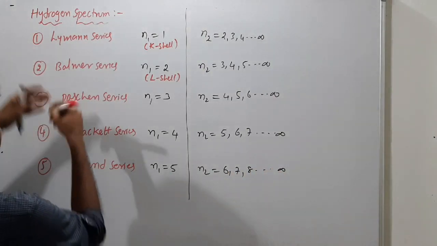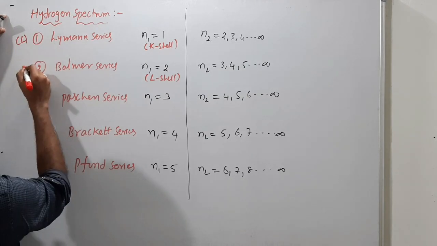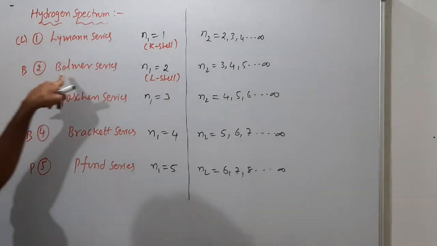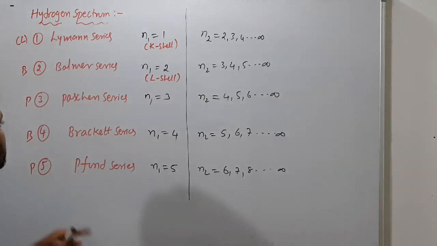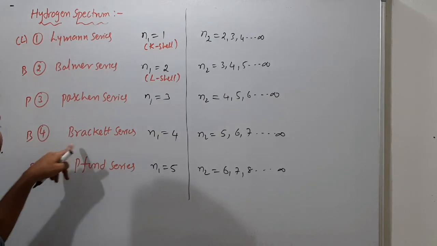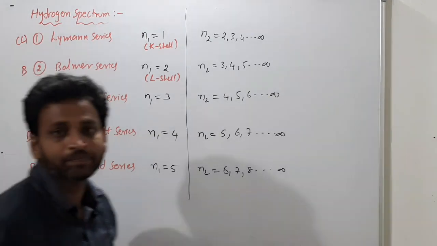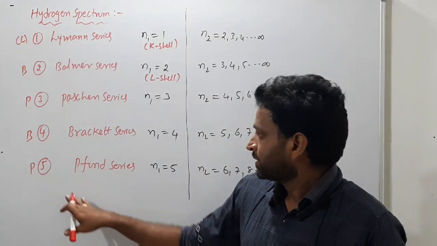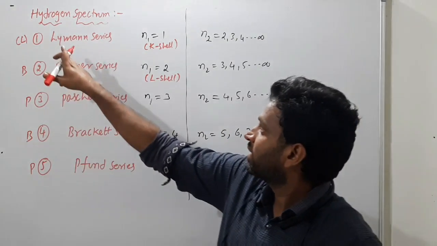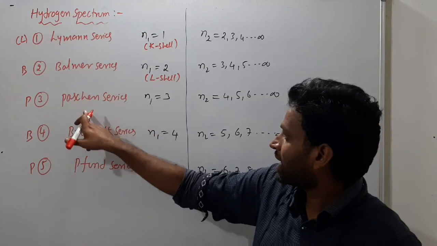How to remember this? L, B, P, B, P. Lyman, Balmer. First observed was Balmer, no? So this B means Balmer. P means Paschen, like a bike. Again Brackett, Pfund. Now you are seeing some ads, no? Pfund, mutual funds. Lyman, Balmer, Paschen, Brackett, Pfund.